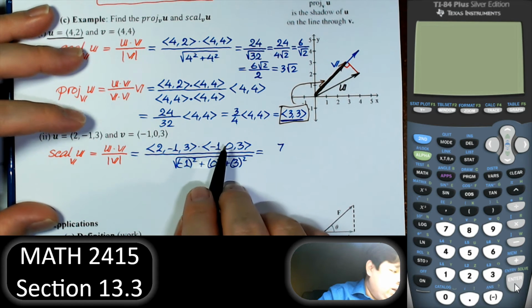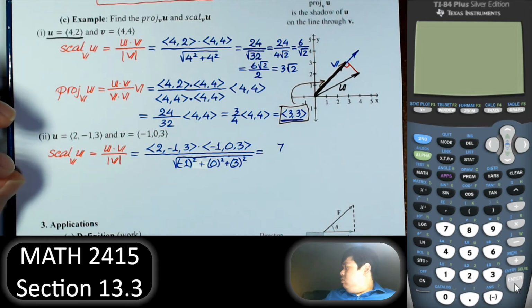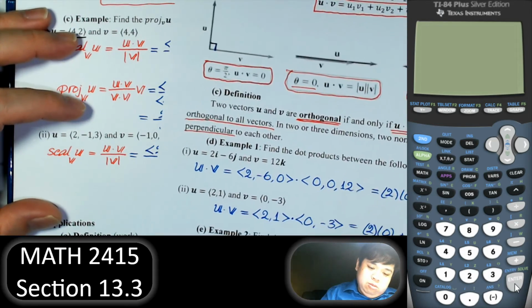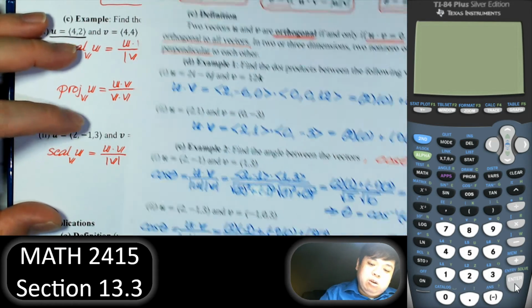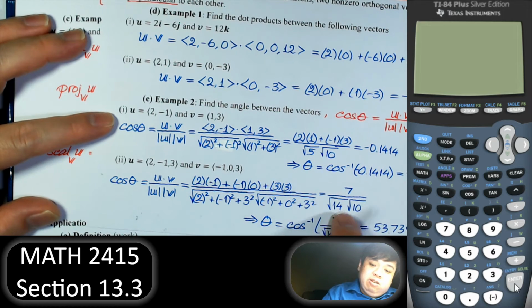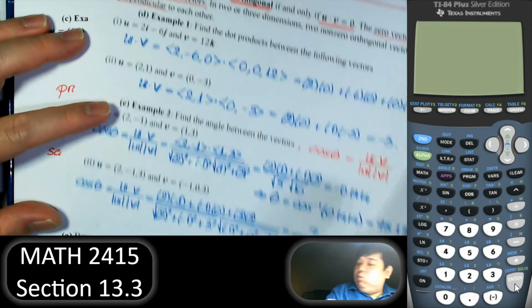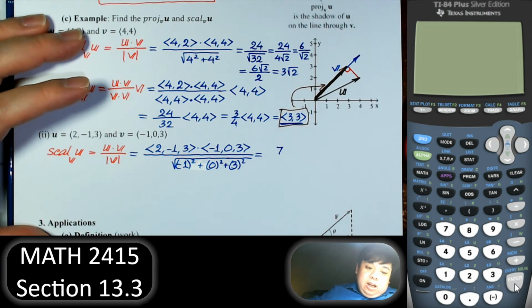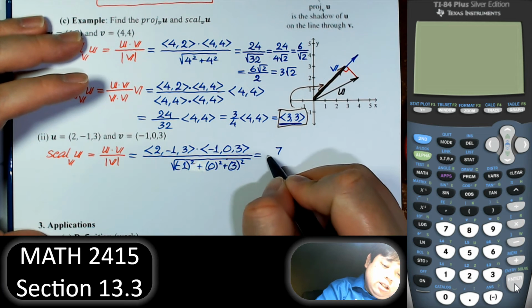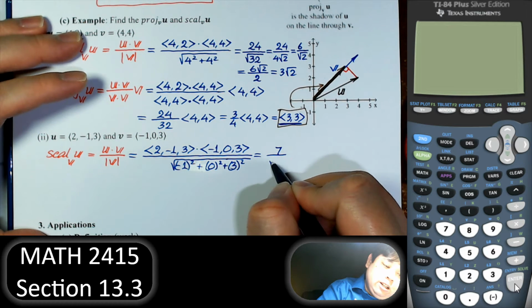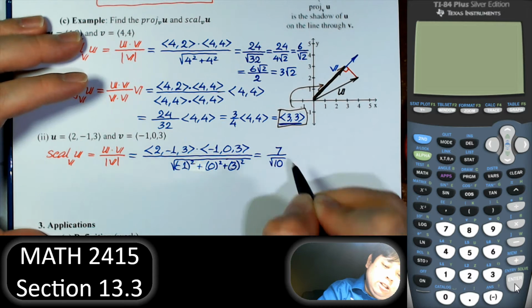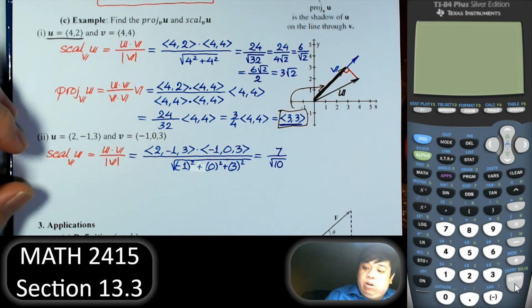Does that look familiar? Oh yeah, we did that. That dot product is 7, right, and the magnitude of v is square root of 10. So that is the scalar component.